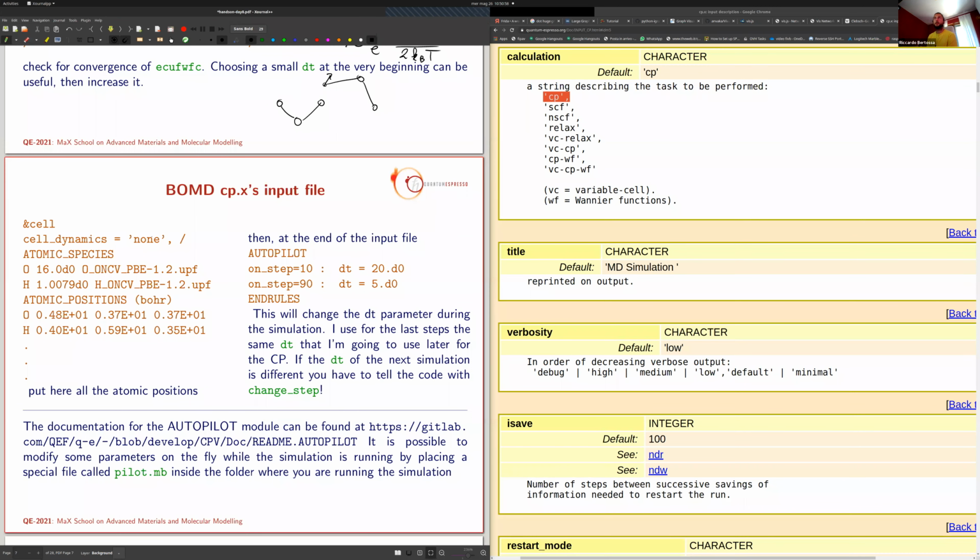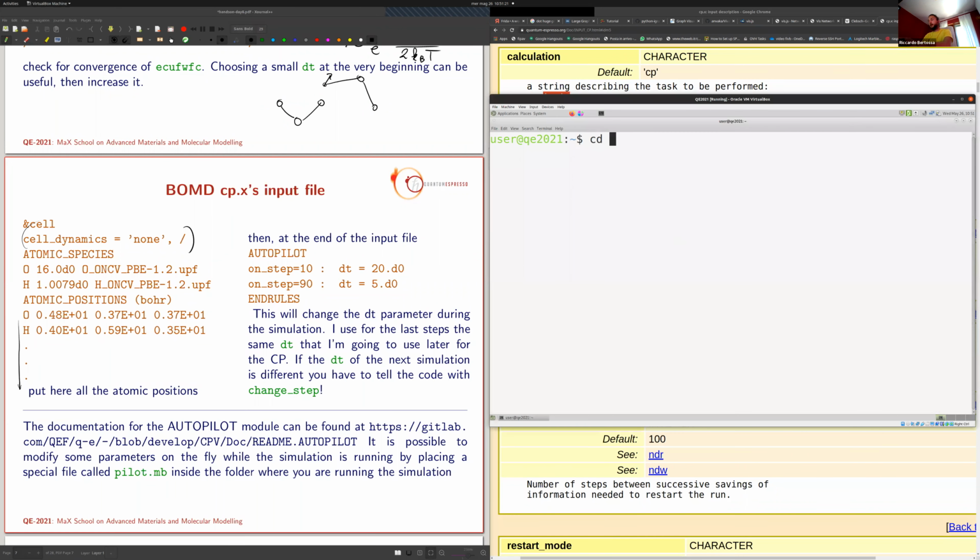Then you have the rest of the input. Forget about this, it's not necessary. I don't want to move the cell. The cell is fixed during the whole simulation. Then the pseudopotentials and all the atomic positions are as in the PW code.